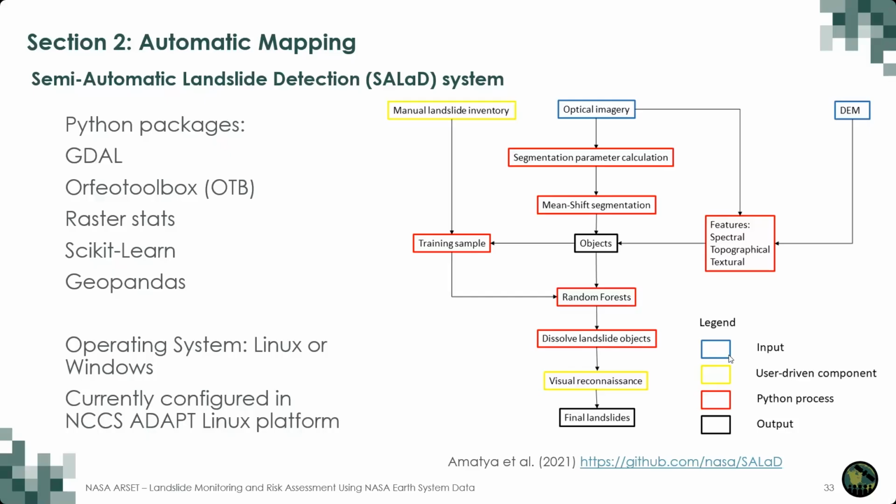We then run a quick visual check to remove some obvious false positives, such as river sand, barren areas, roads, etc., to obtain the final landslide inventory. The code for SALAD is open source, and if anybody is interested, you can get it off of NASA's GitHub. The link is also provided in this slide.